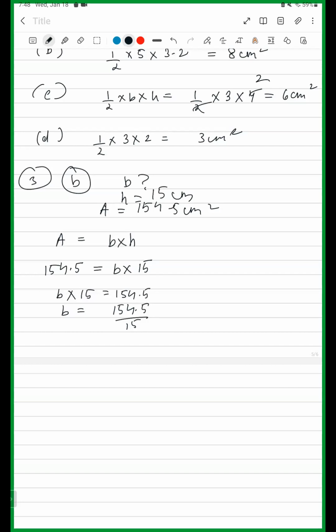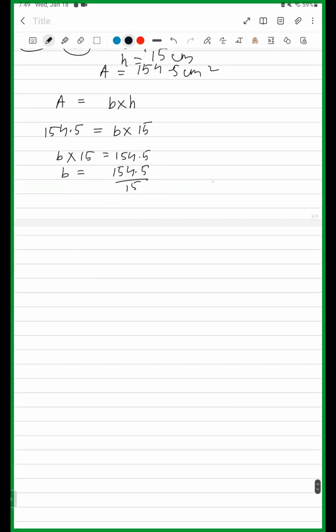Can you wait 1 minute? I'll just write it down. How will we divide them? Hiba, you know how to divide, you can do this.